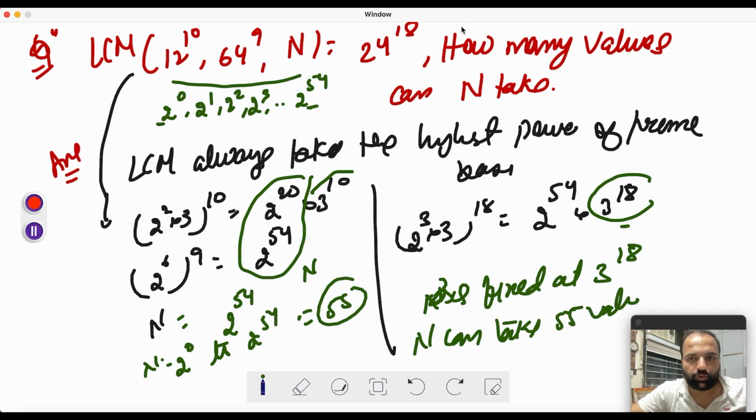Okay, we'll do a couple more questions so that you understand the concept. It's based on the highest power. We studied in the last video as well that LCM takes the highest power of prime bases. So we break into the prime bases, and then we see what's the highest power of 2, what's the highest power of 3, and accordingly we can do that. Okay, we'll do another question.